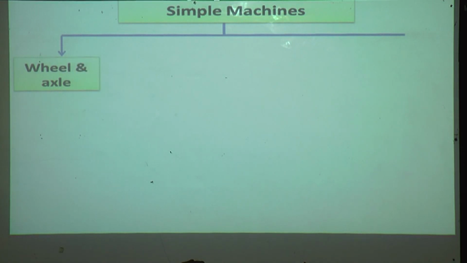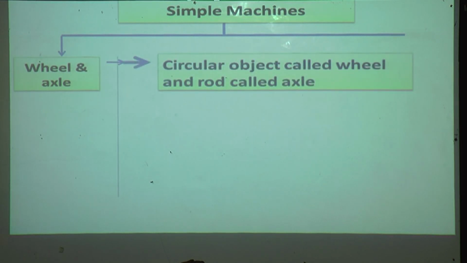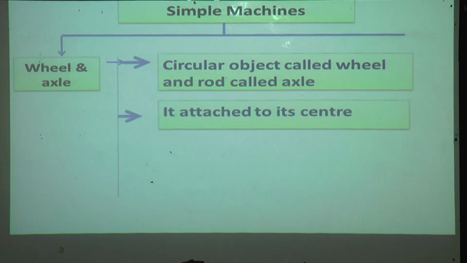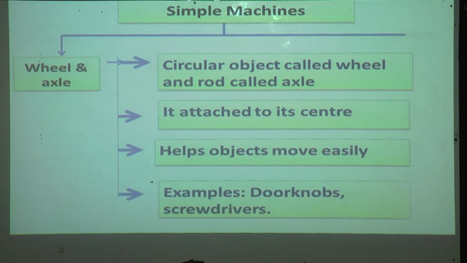Now we have seen wheel and axle. The circular object is called the wheel and the rod is called the axle. Means that the machine has a rod and wheels attached to its center. It helps objects to move easily. The examples of wheel and axle are door knobs and screwdrivers.